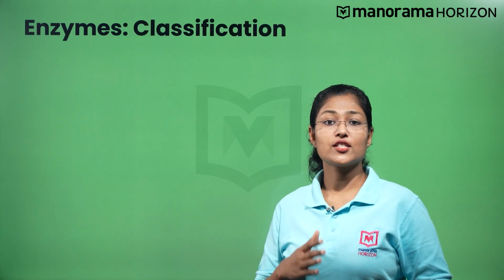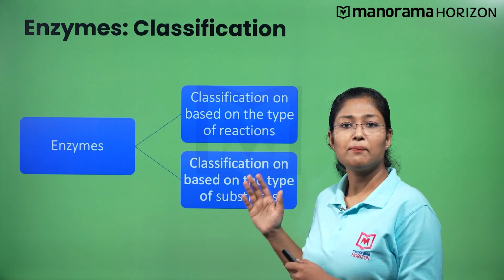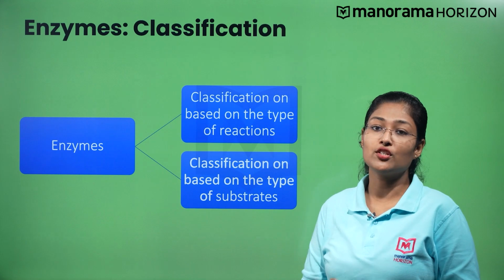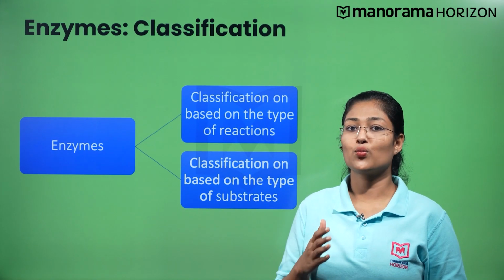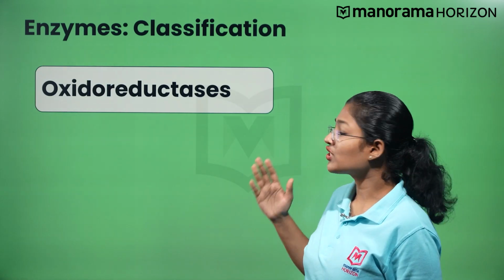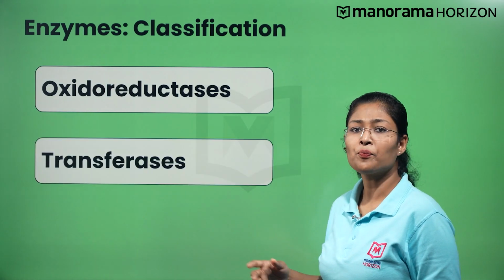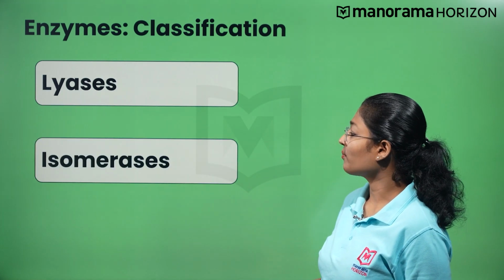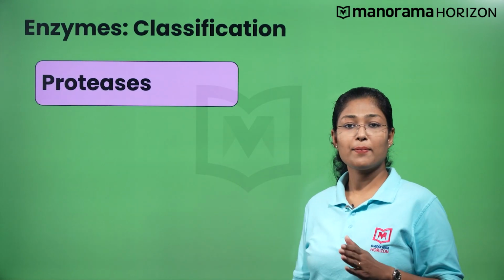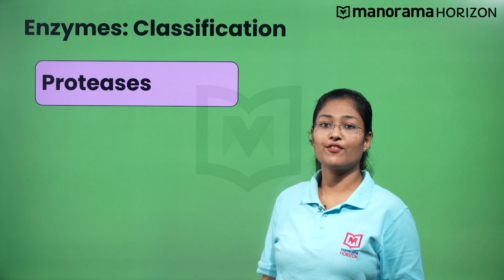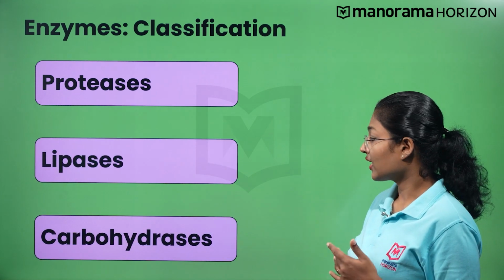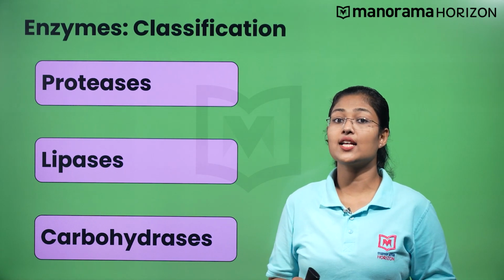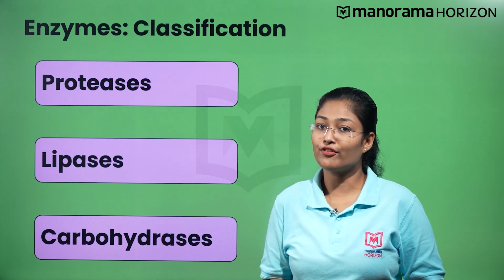Let us now focus on the classification of enzymes. So they are classified on the basis of the type of reaction and on the basis of the substrate used. Based on the type of reactions, we can classify enzymes into oxidoreductases or dehydrogenases, transferases, hydrolases, lyases, isomerases, and ligases. And on the basis of substrates, enzymes can be classified as proteases, lipases, carbohydrases. In this video, we will be checking on the different classes of enzymes categorized based on the type of reactions.